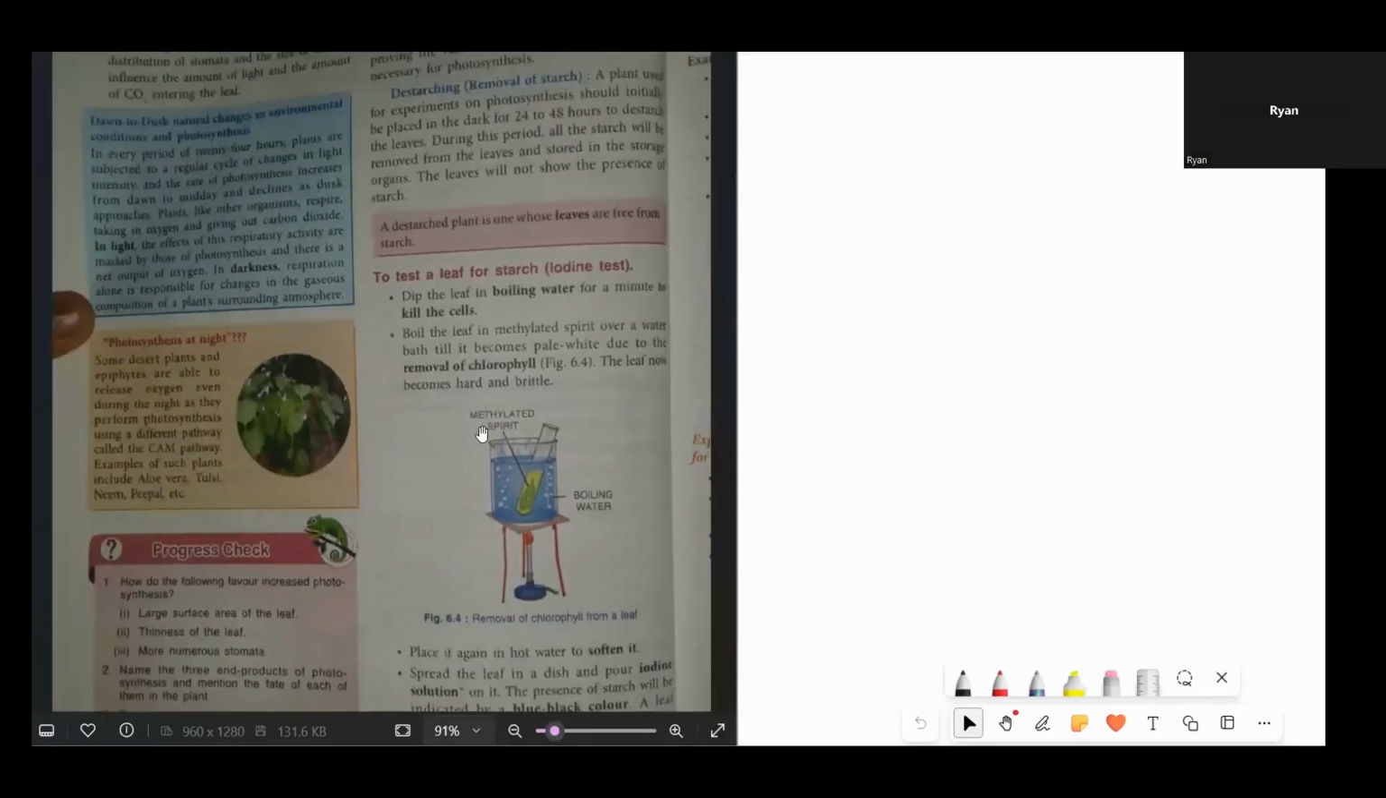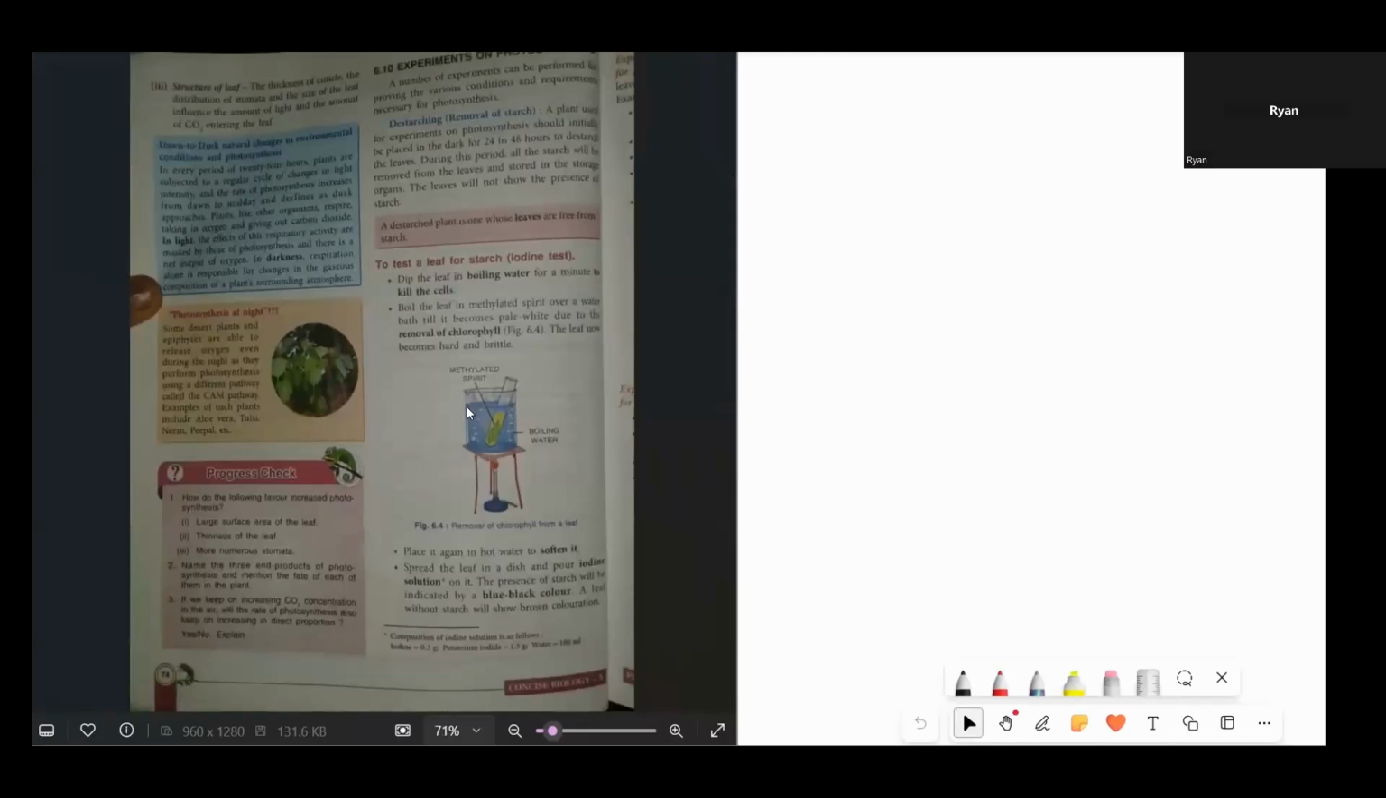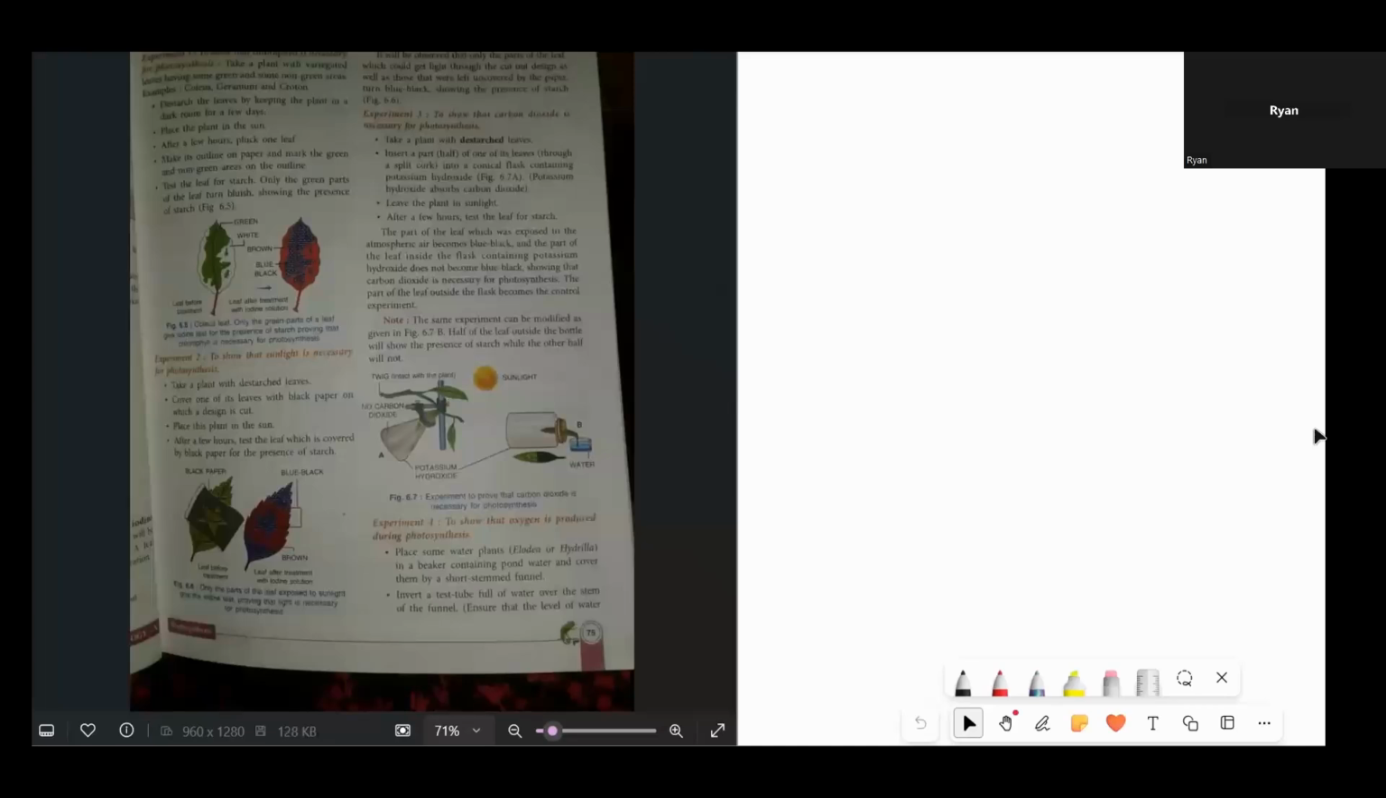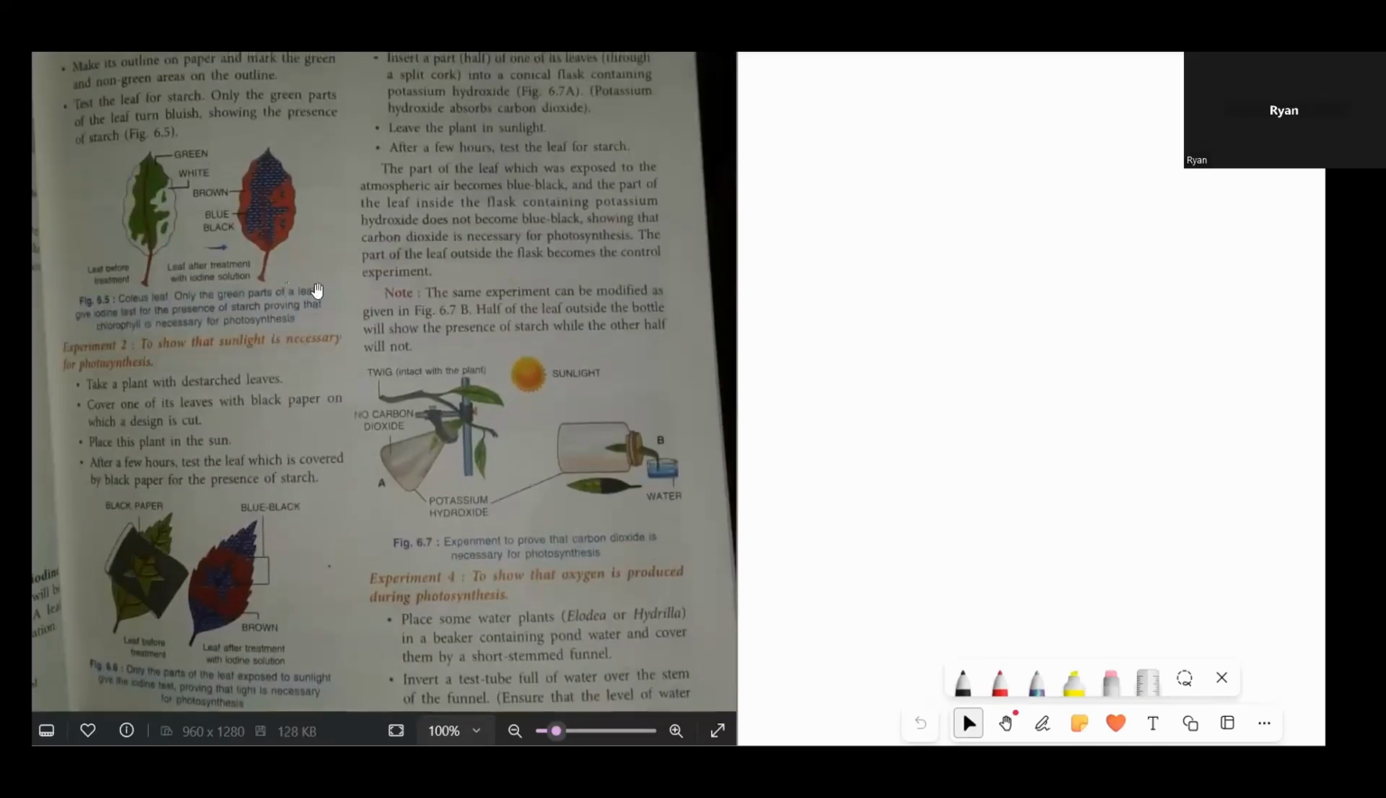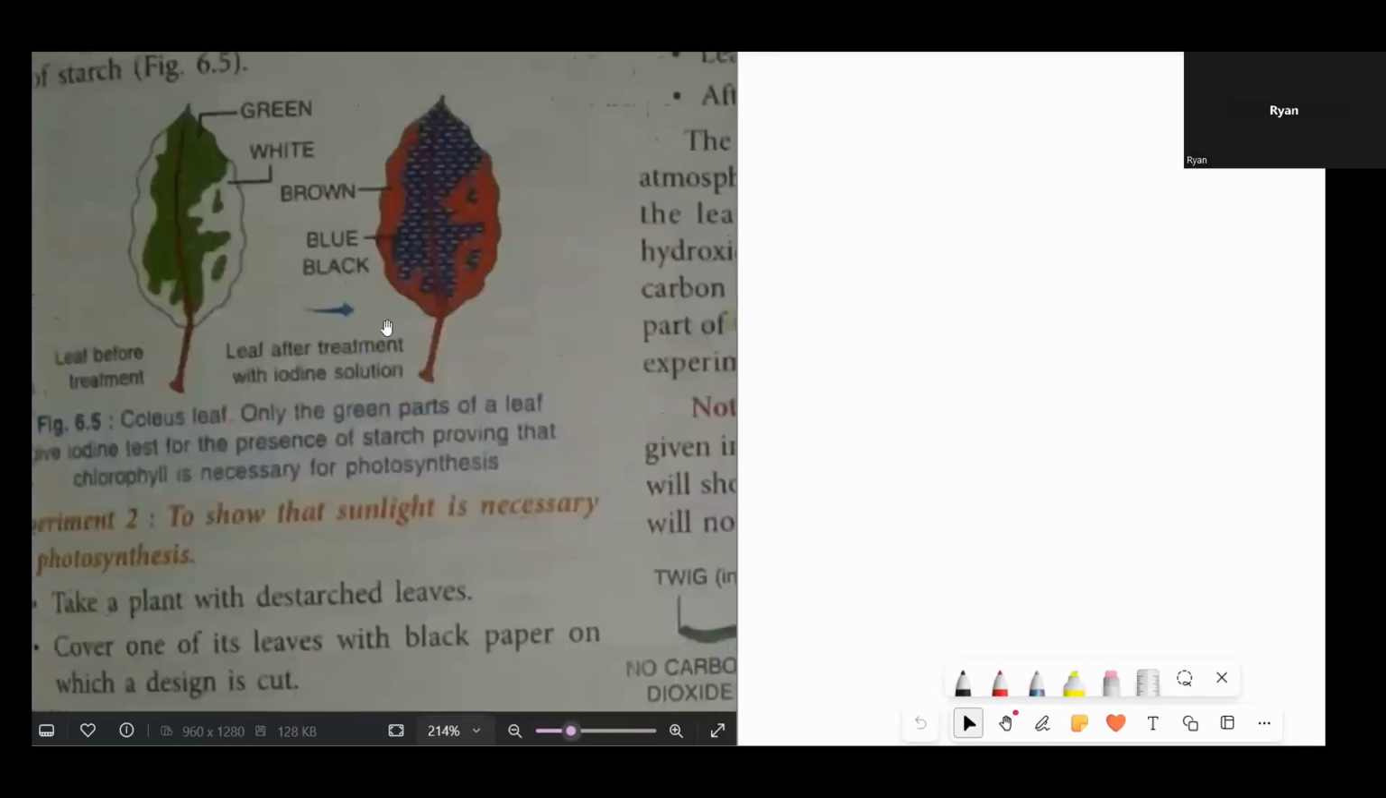Okay. All right. Now, before you do any of these experiments, whether it is to test starch or to test photosynthesis or to test anything, you always have to destarch the leaf. How do you destarch it again? Placing it in a dark room. Okay. What will happen if you don't destarch the leaf is the whole leaf will be filled with starch. Suppose even if you take a leaf like this, what do you call this leaf?